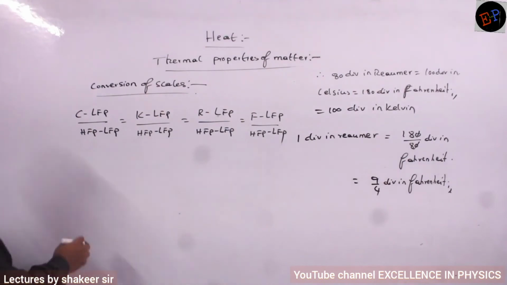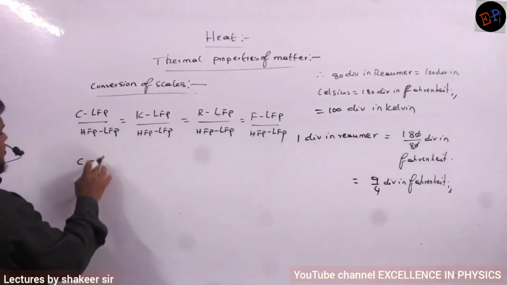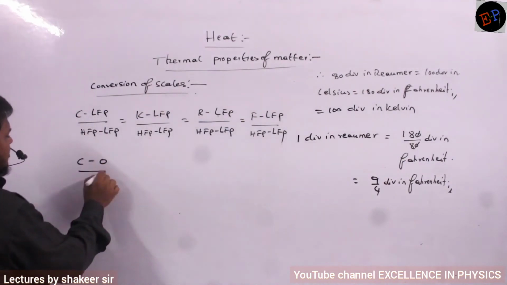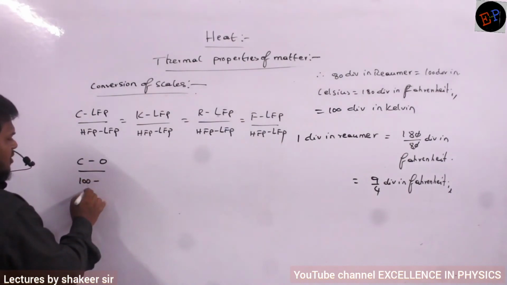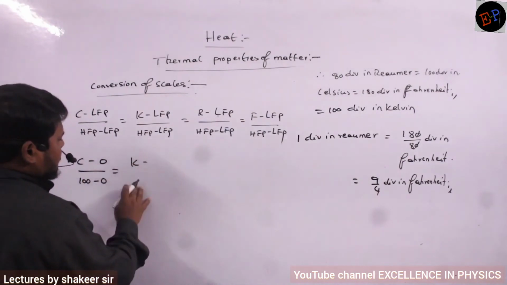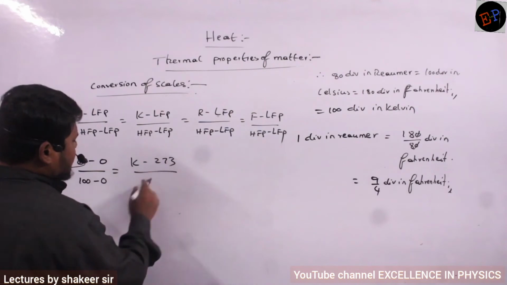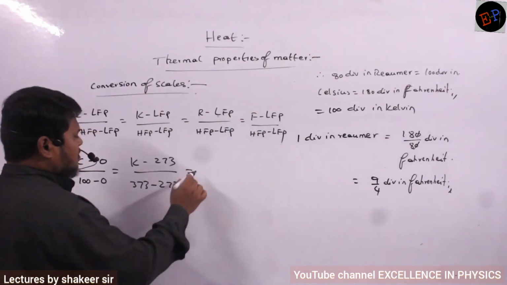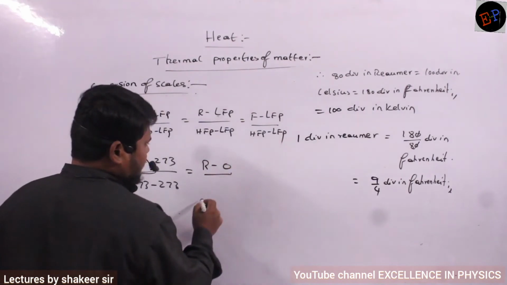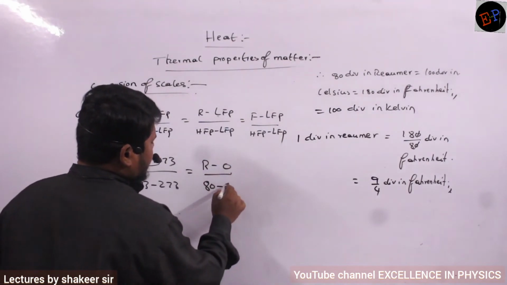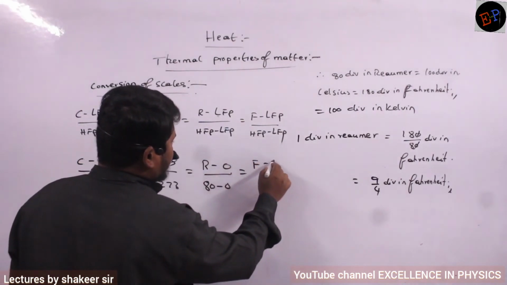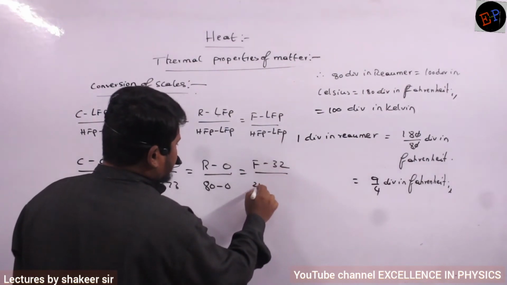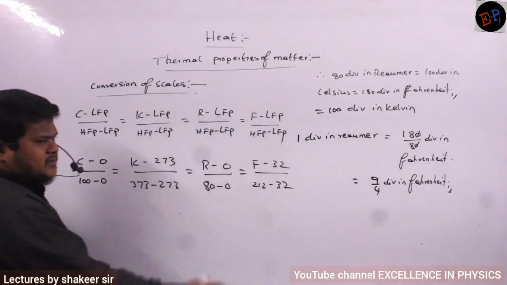Now listen. C means Celsius. What is the lower fixed point in Celsius? 0. Higher fixed point? 100. Kelvin, lower fixed point? 273. Higher fixed point? 373. Reamur, lower fixed point? 0. Higher fixed point? 80. Fahrenheit, lower fixed point? 32. Higher fixed point? 212. That's it.